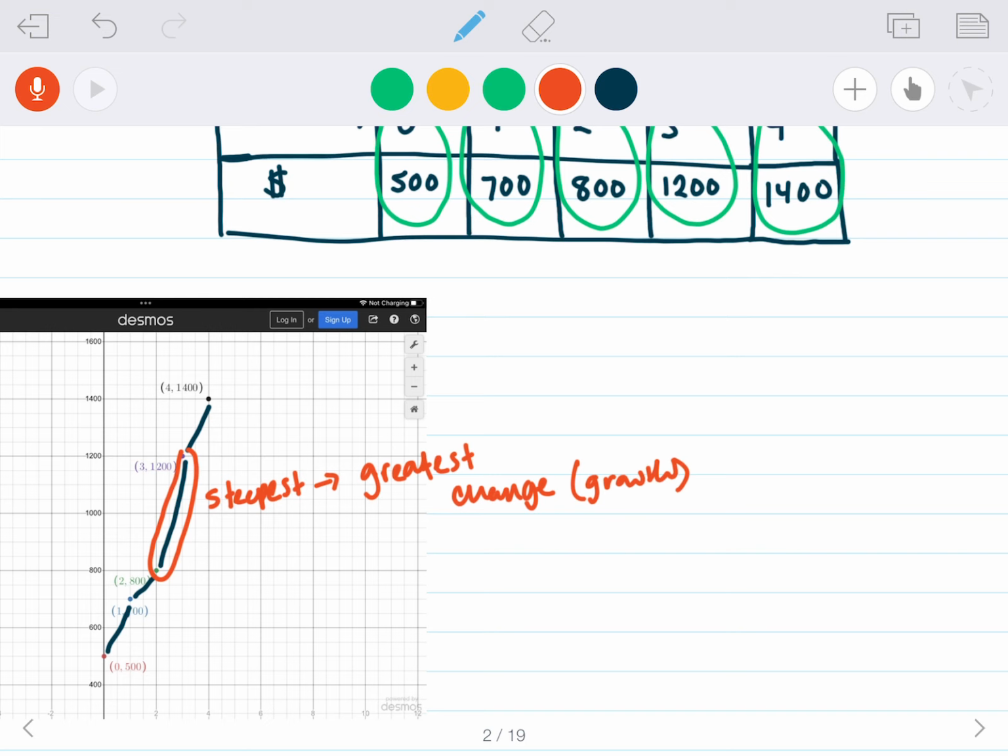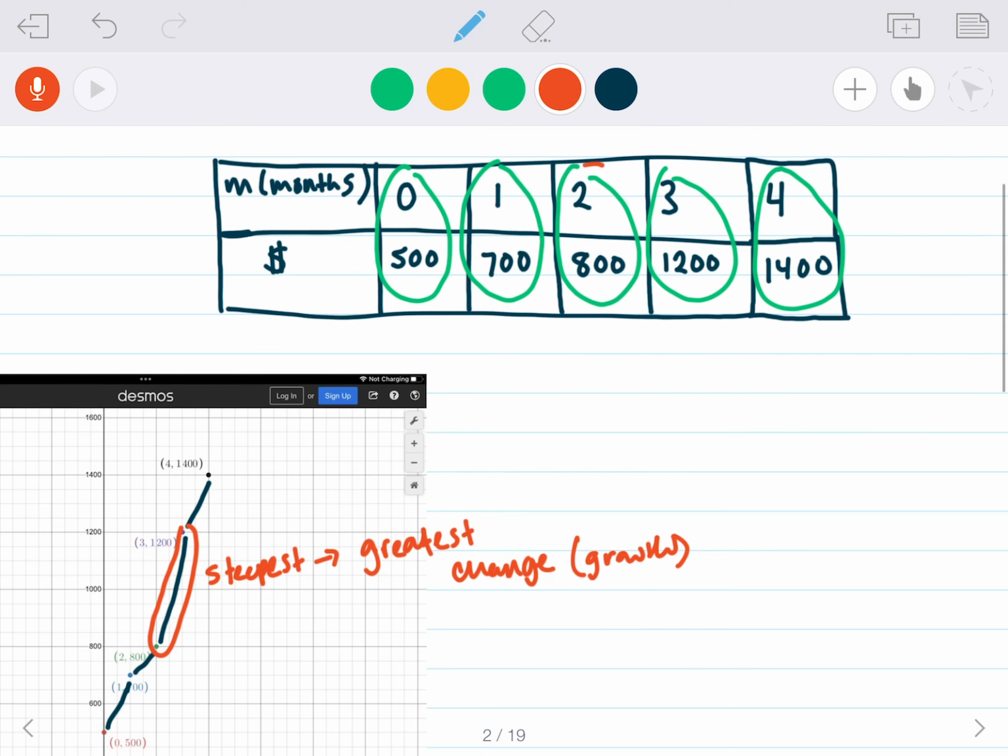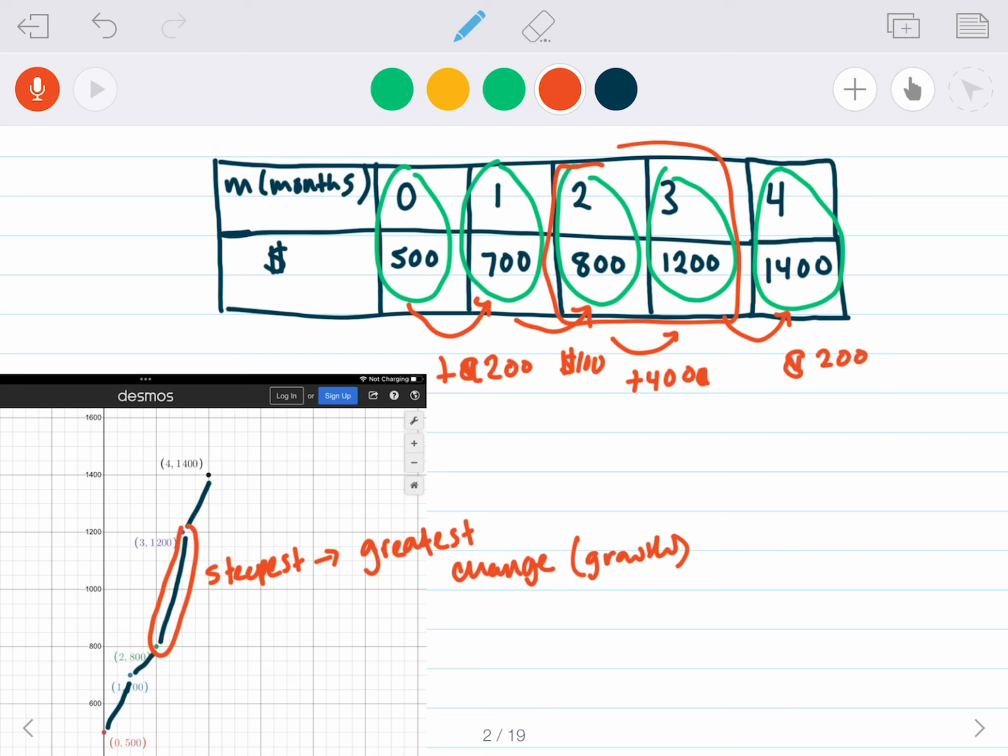And it makes sense, right? Because from month 2 to month 3, we're increasing from $800 to $1,200. So that's an increase of $400. Whereas between month 0 and month 1, going from $500 to $700, we're increasing by $200, right? Between month 1 and month 2, we're increasing by $100. 2 and 3, we just said, was increasing by $400, and between month 3 and month 4, we're increasing by $200. So it makes sense that this is the steepest because it's the greatest increase.